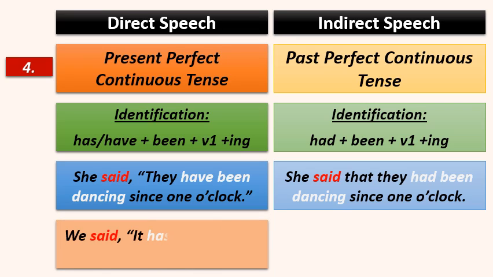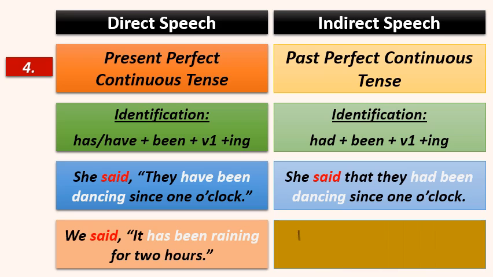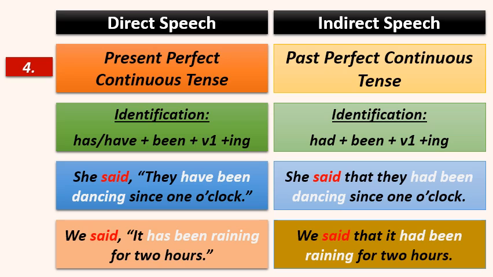Next example is, we said, "It has been raining for 2 hours." So as per the rule, if reported speech is in present perfect continuous tense, then it will convert into past perfect continuous tense in indirect speech. So the sentence will be, we said that it had been raining for 2 hours.